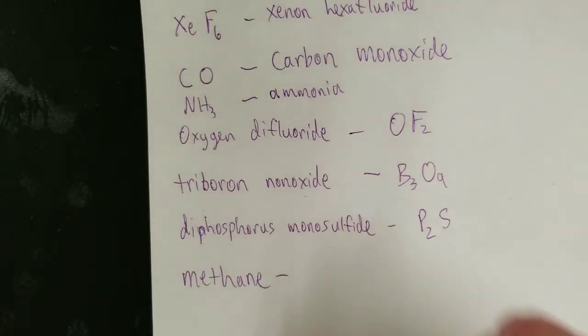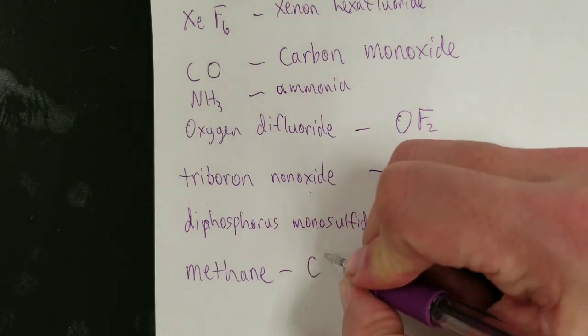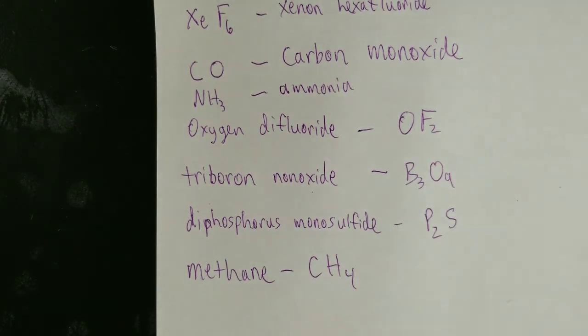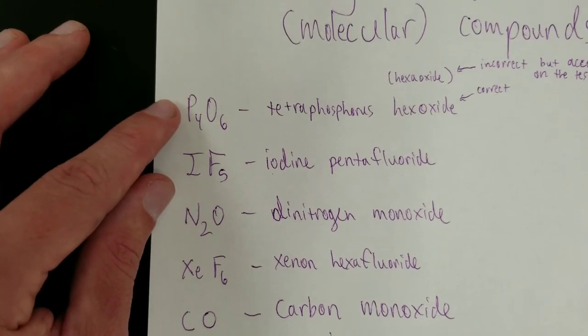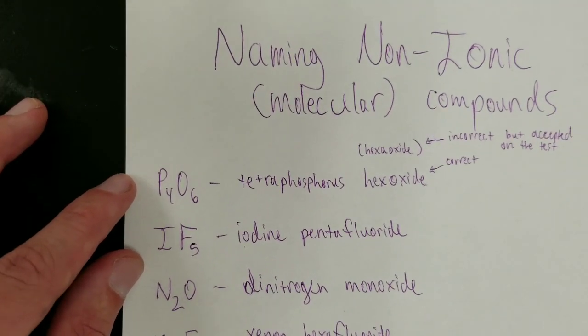And finally, if it follows a traditional name, make sure you know the traditional name. Methane is CH4. All right, that's a quick overview of non-ionic molecular naming. Happy studies.